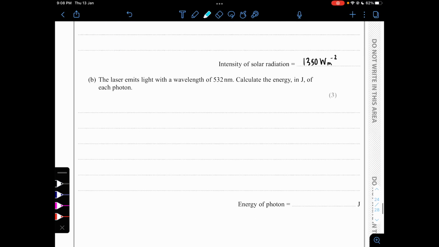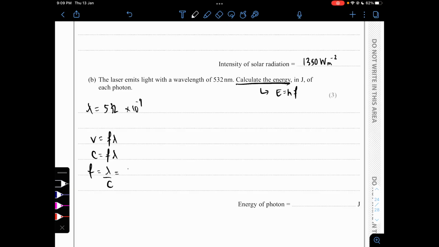Alright. The laser emits a wavelength of 532 nanometers. So that is, I'm just going to write here, lambda equals 532 times 10 to the power of negative 9. That is our nano. Okay. Calculate the energy. So how do you work out the energy? Energy is E equals hf. How do we work out what our frequency is? We know v equals f lambda. And in space, v is c. So c equals f lambda. So f equals lambda over c. So that will be 532 times 10 to the power of negative 19.